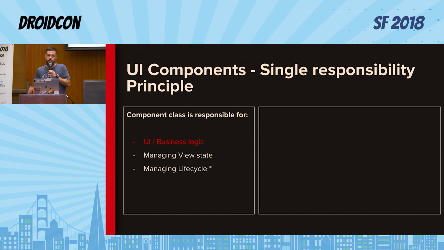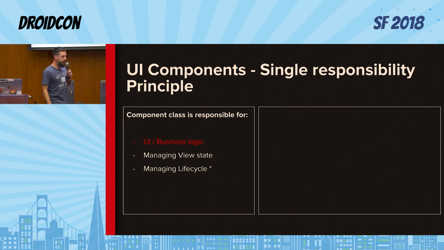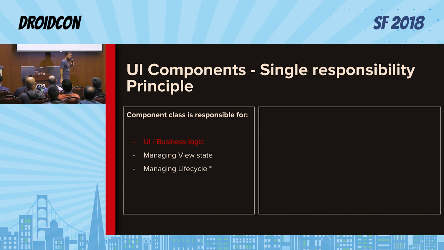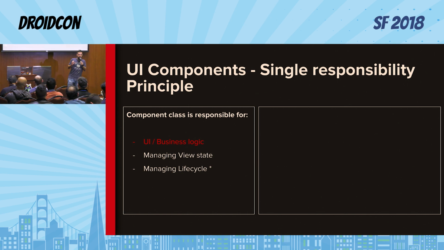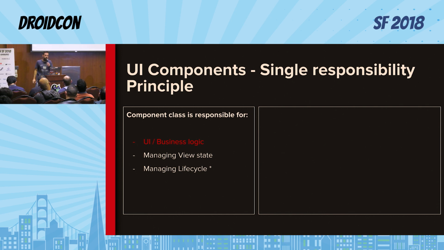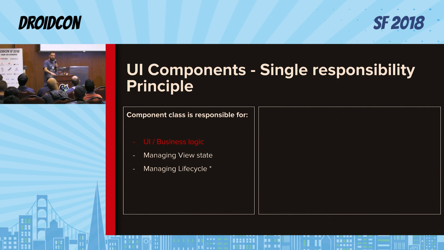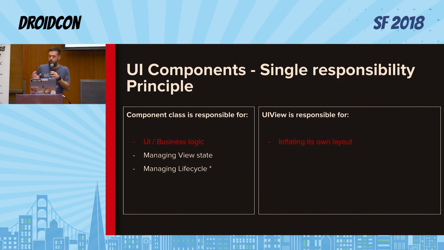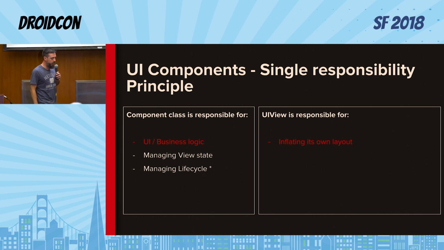And it also manages the lifecycle. It does that in a different way, but the idea here is the component knows when the fragment or the activity is gone, and then it's not going to invoke the view to change the state anymore because it knows about the lifecycle. It's similar to the idea of LiveData and ViewModel being lifecycle aware. And then we have the UI view, which is a simple wrapper class where its main responsibility is to inflate its own XML layout.